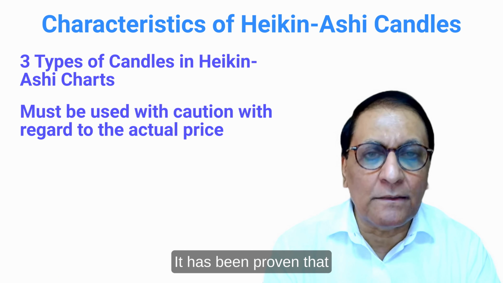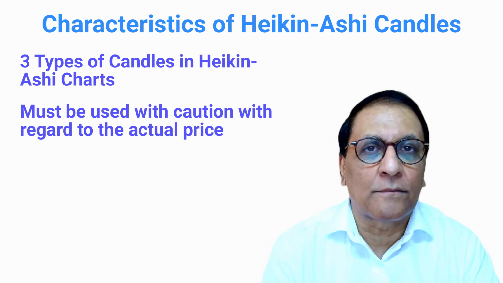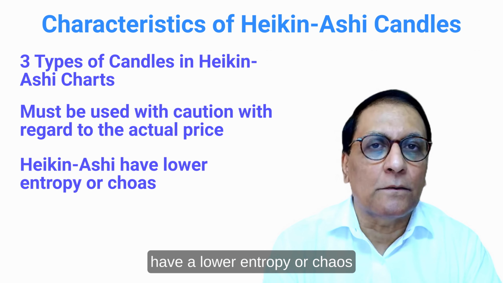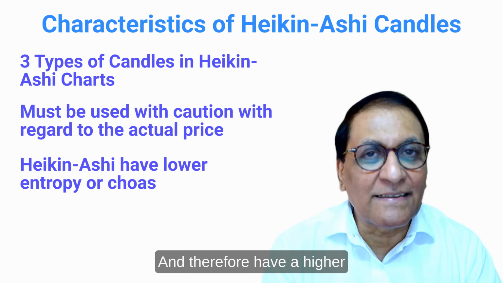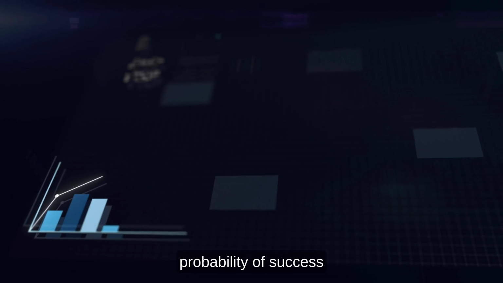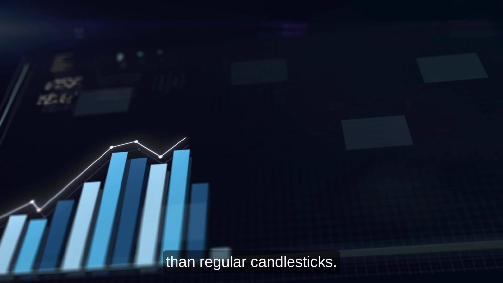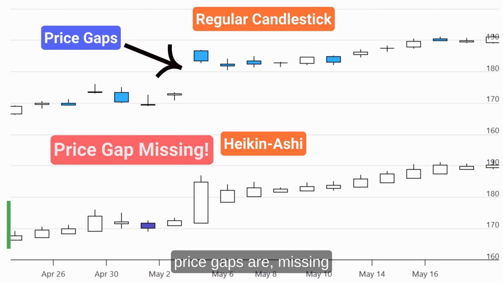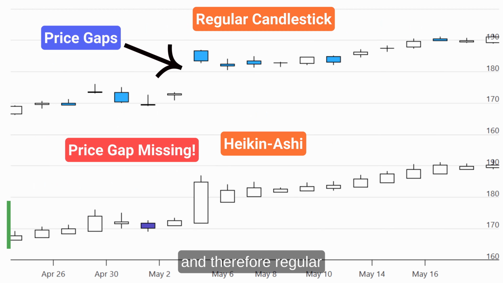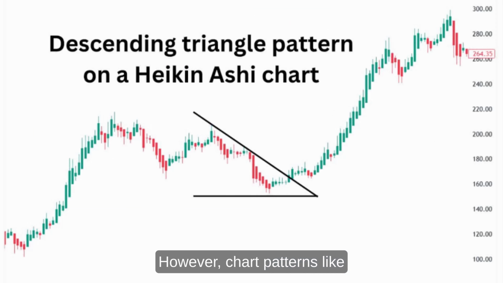It has been proven that Heikin Ashi charts have a lower entropy or chaos than regular charts because they are smoothed and therefore have a higher probability of success than regular candlesticks. On the other hand, the disadvantage is that price gaps are missing on Heikin Ashi charts, and therefore regular candles must be used in conjunction with Heikin Ashi candles. However, chart patterns like the symmetrical, ascending or descending triangles can be drawn on Heikin Ashi charts.